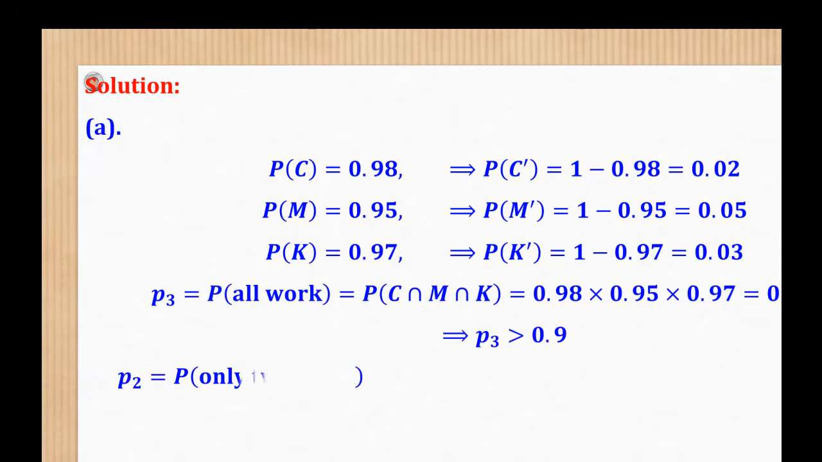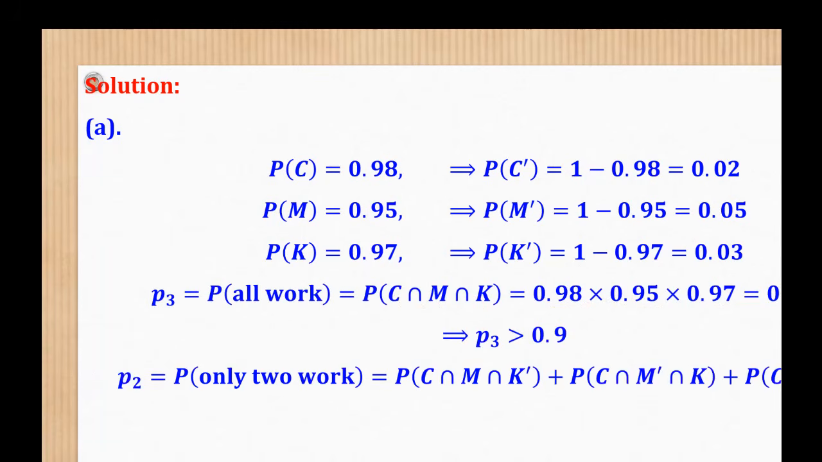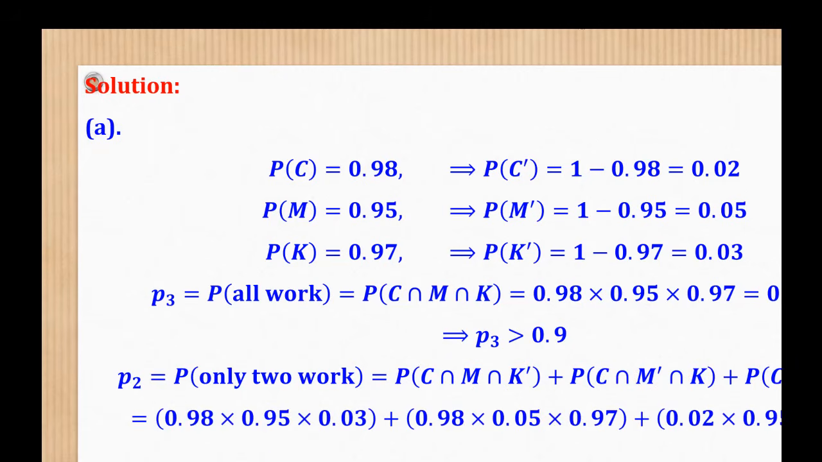Let's also go to P2, only 2. So only 2 means that K is faulty and these are working. M is faulty, these two are working. This is faulty, these two are working. So substitute independent events, then you shall get the answer. When we compare, P2 is greater than 0.09.